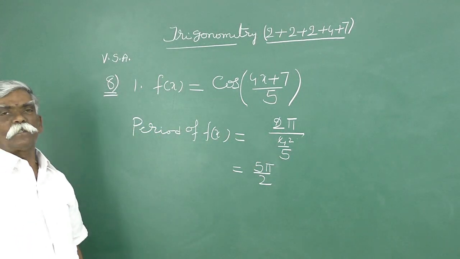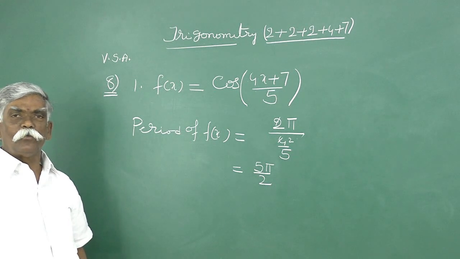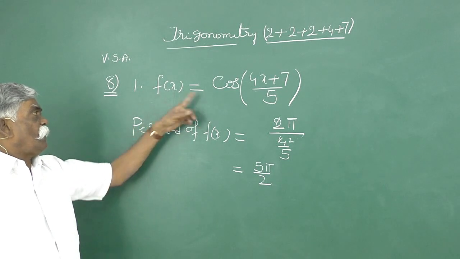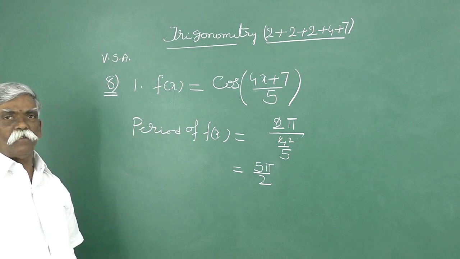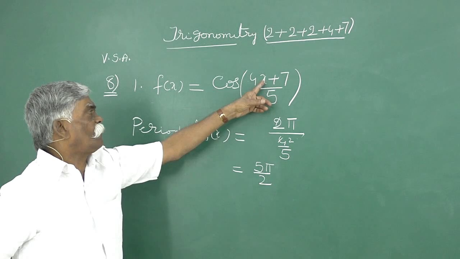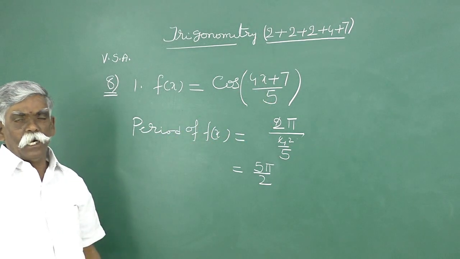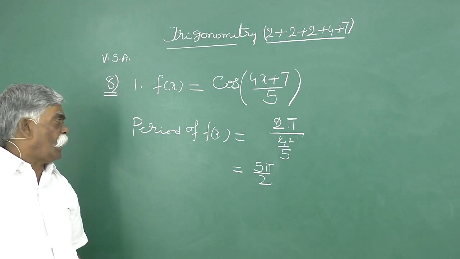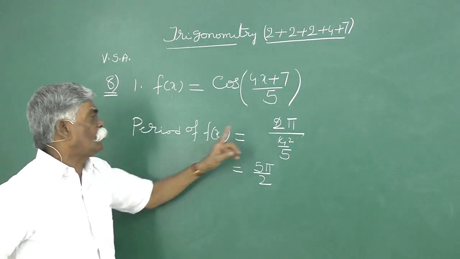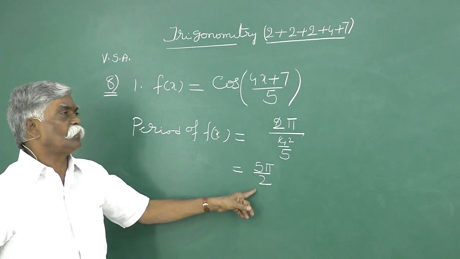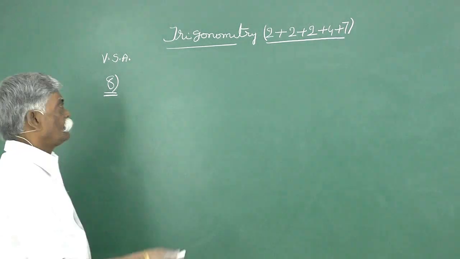So the period of sin theta or cos theta is 2 pi and the period of tan theta is pi. And f of x is equal to cos of 4x plus 7 by 5. The coefficient of x is 4 by 5 and the original period of cos is 2 pi. Therefore, the required period is 2 pi by 4 by 5, which is equal to 5 pi by 2.